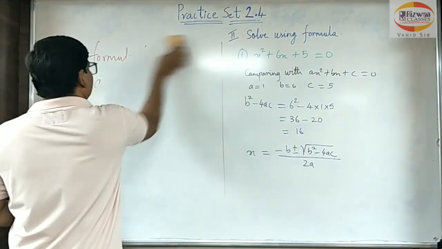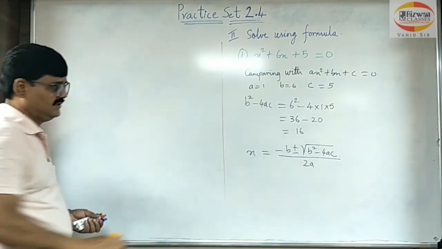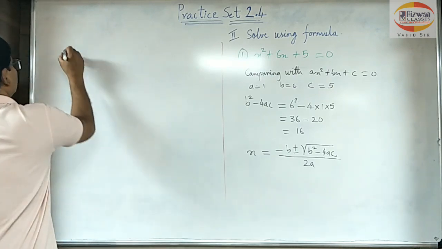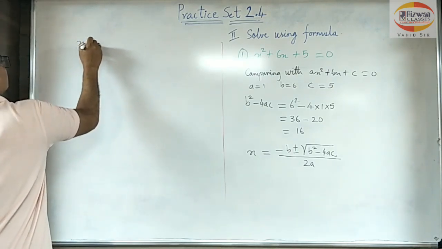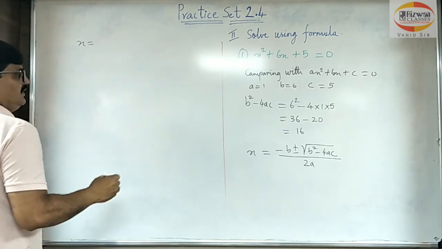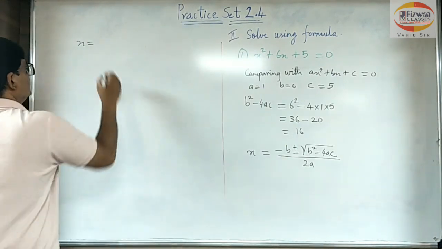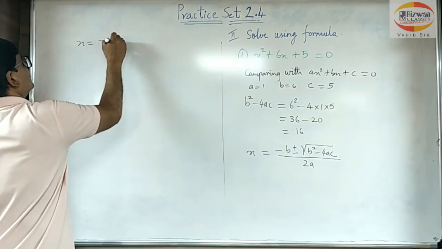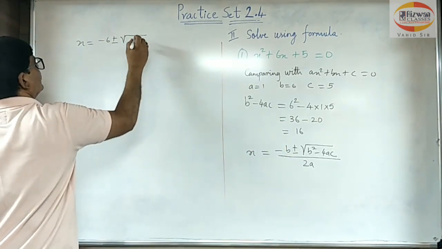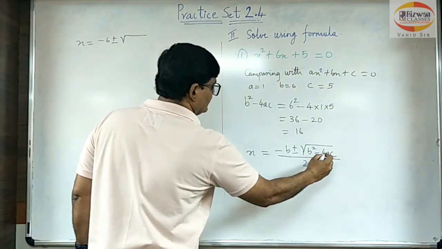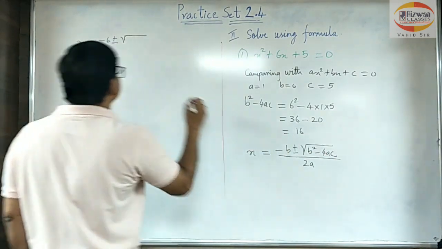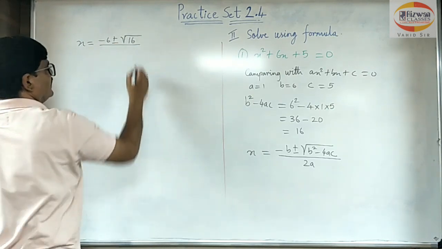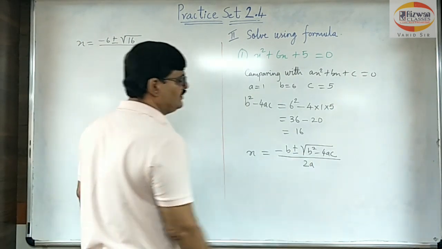The substitution is a very simple way of doing it. We have x is equal to minus b. Minus b means the b value we got is 6, so minus 6, and after that there is a plus minus. So I'll write plus minus root of b square minus 4ac. The value we got for that is 16, so I'll directly write 16. Now you understood why I did this earlier: I'm already solving b square minus 4ac and keeping it ready.